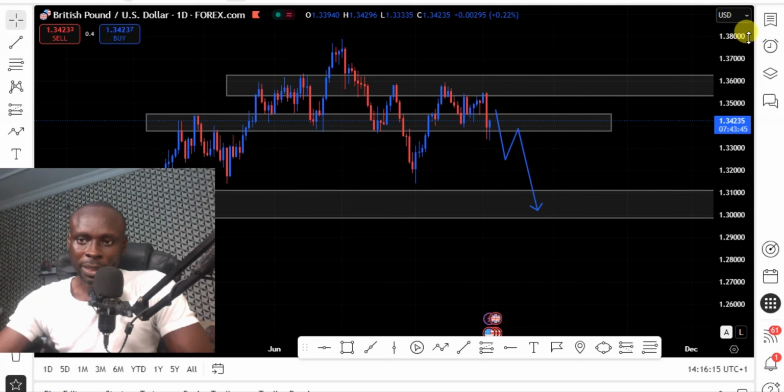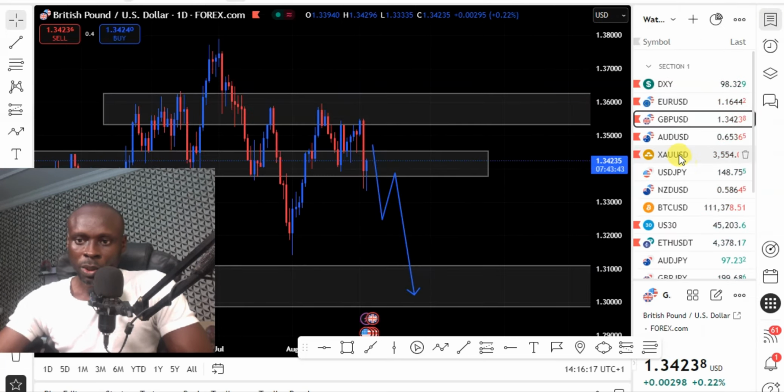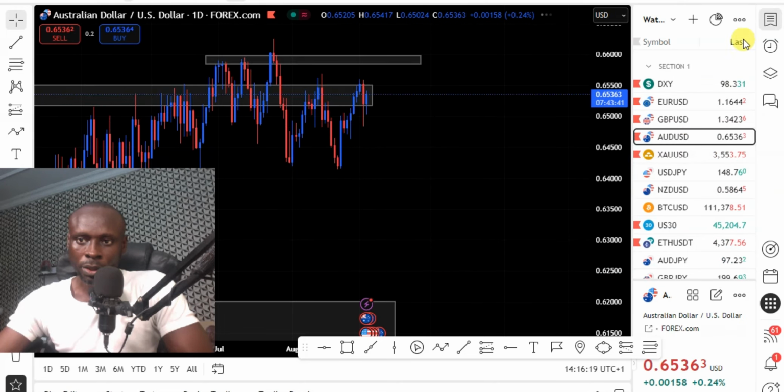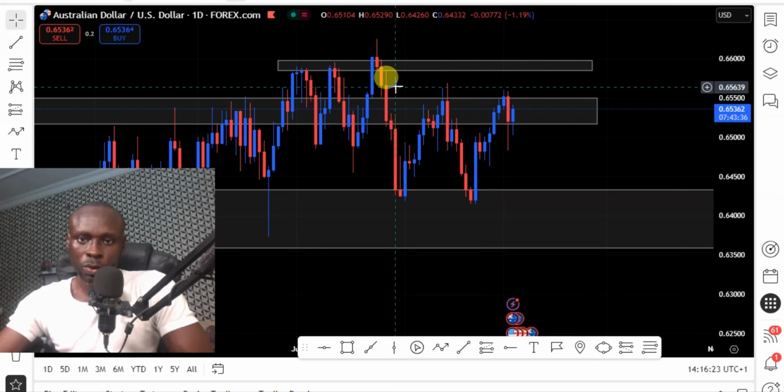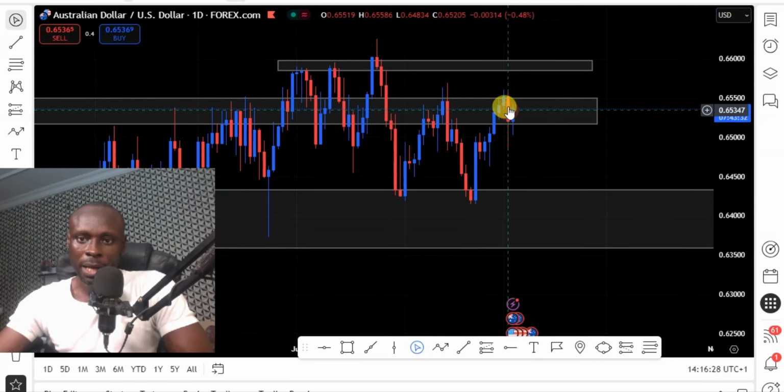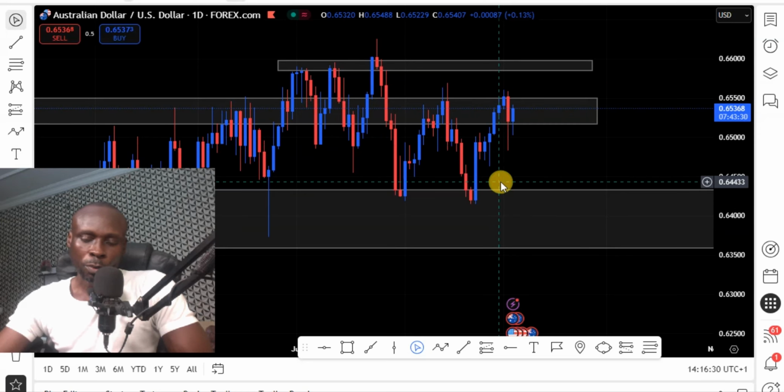So let's look at our next pair, which is the Australia USD. Australia USD on my daily chart still has this downtrend structure. We have a higher high, then a lower high, which indicates more bearish move for the Australia USD. So let's look at the weekly chart of Australia USD.